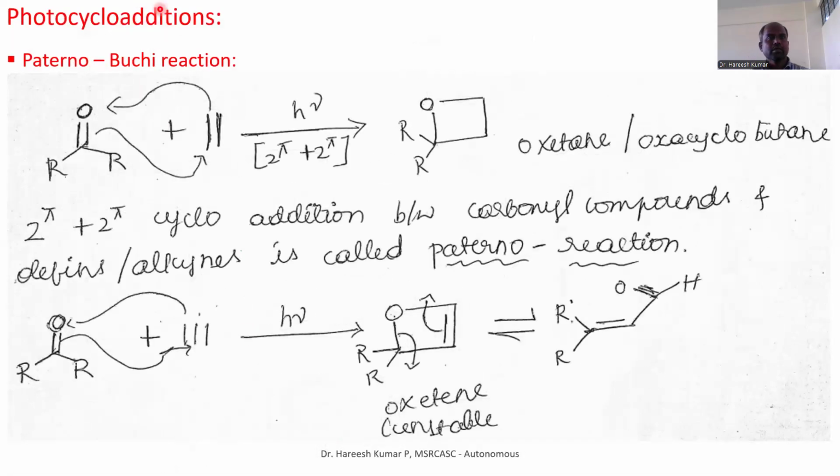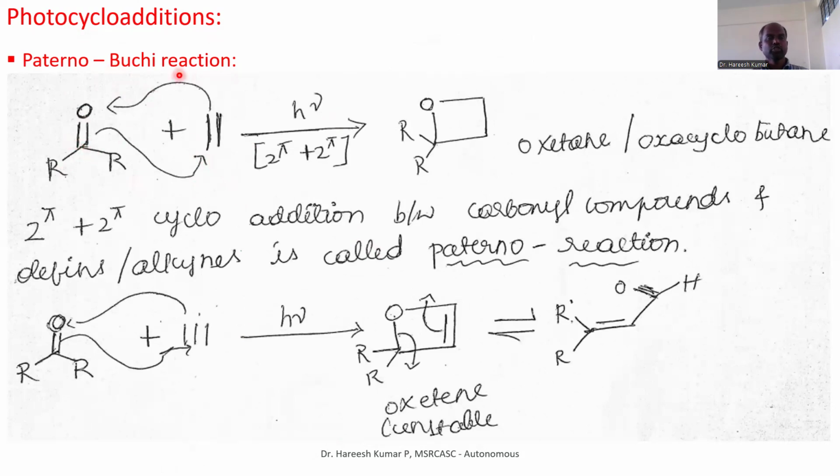Okay. So cycloadditions: the Paterno-Buchi reaction. It's one name reaction, and it is important. A few questions you can expect in the main examination.